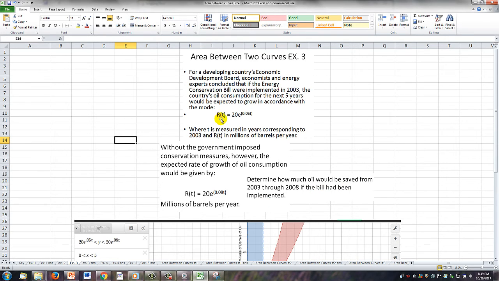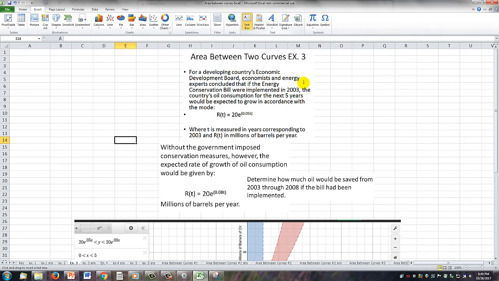So we can see that this is an exponential function, and this rate of growth is higher than that one, but you don't even really have to notice that. What you do have to notice is that these are rates of change, and we want to find the area between them, because the area between them is the antiderivative, and the antiderivative is millions of barrels. So I'll type all that up.